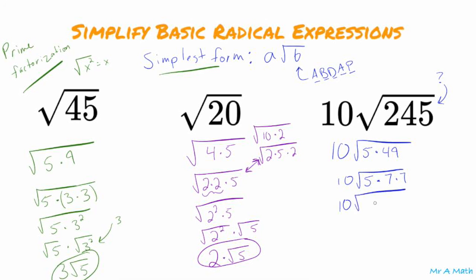And now, with our similar process, realizing that this is 7 squared, I'm going to reorganize this into 10 times the square root of 7 squared times the square root of 5. And the square root of 7 squared is just 7. So this is 10 times 7, which is 70, times the square root of 5 as my answer.